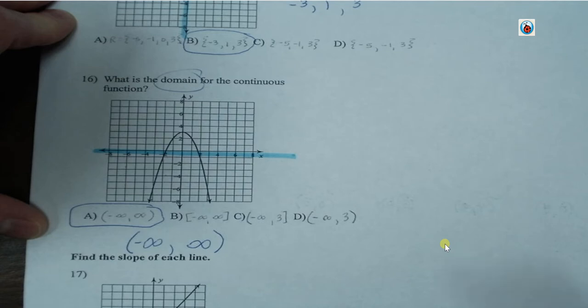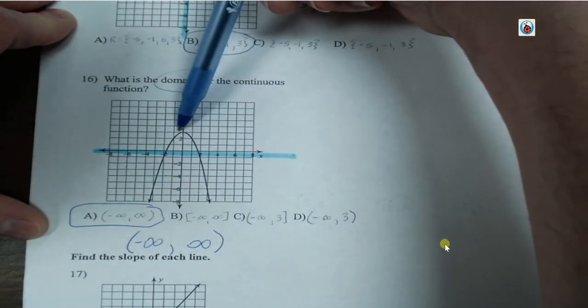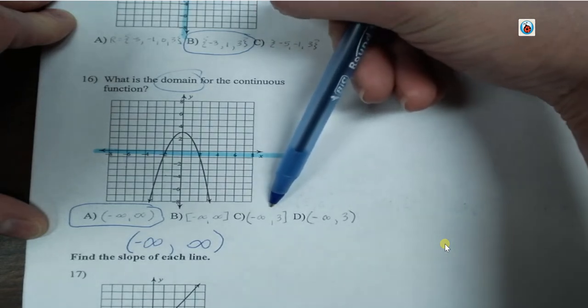If I were looking for the range, it would be my y values from negative infinity up to 3, and I would put a bracket on that. So this, for example, would have been the answer if I had asked you for the range.